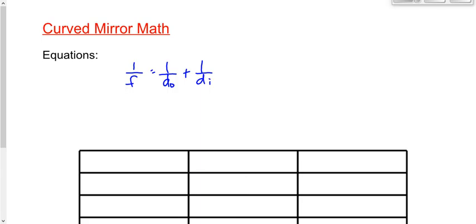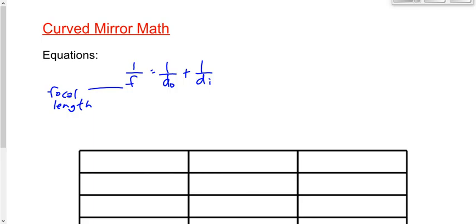What do you think f stands for? In this context, it doesn't stand for frequency at all. You've got to be careful because earlier today, when we were checking over homework for the Michelson experiment, f stood for frequency. Now it doesn't. f stands for the focal length. And the focal length is the distance from the mirror to the focal point. It's half the radius, half the distance to the center of curvature.